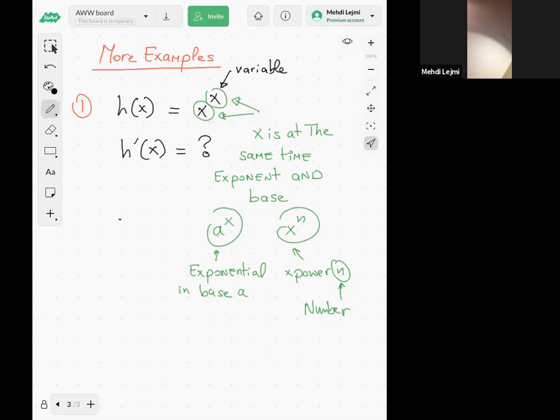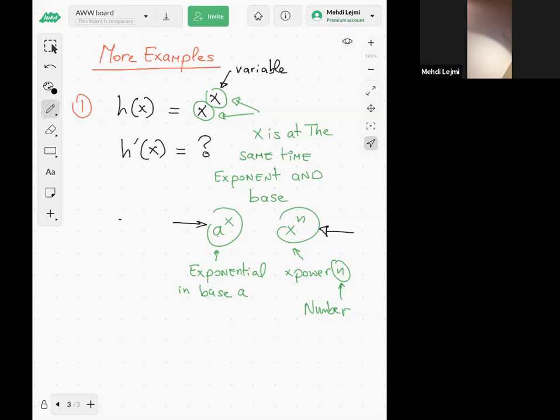So what I'm saying, guys, is that this x to the power x is not of the form a to the power x. It's not an exponential in base a, and it's not x to some power n. Because the power here is a variable. It's not a fixed number, right? So we need to figure out how to compute the derivative of this function h without using the exponential or the power rule, okay?